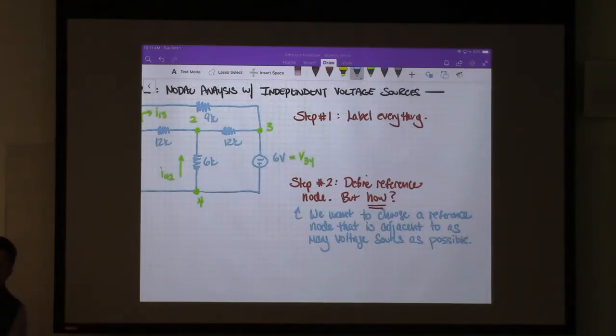We want to choose a reference that's going to be adjacent to as many voltage sources as possible, because of what we just said a second ago.